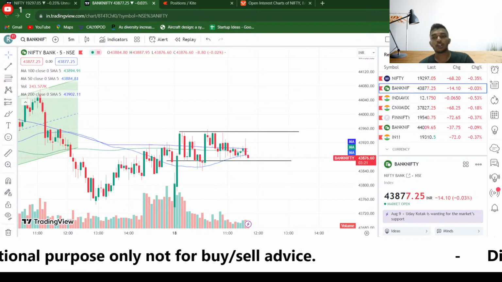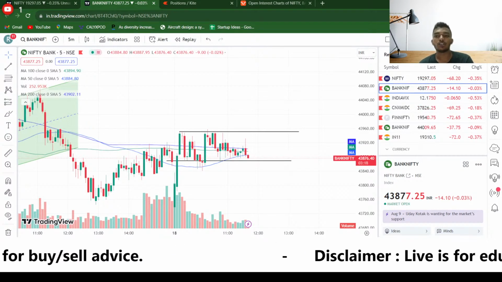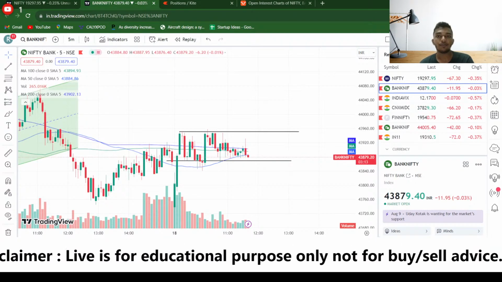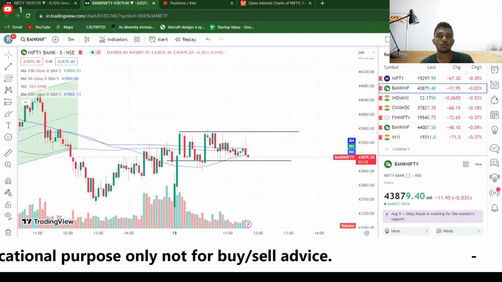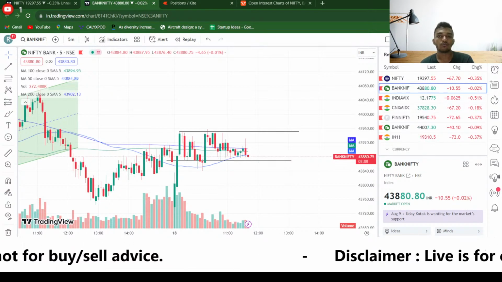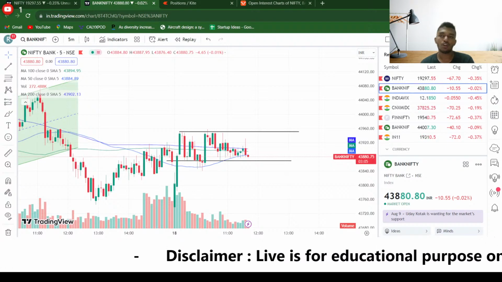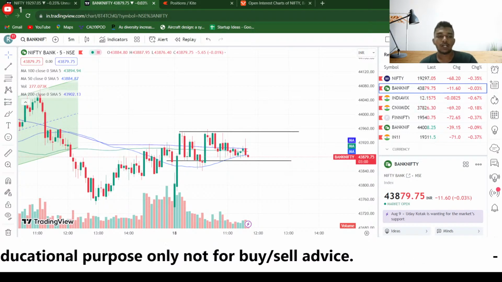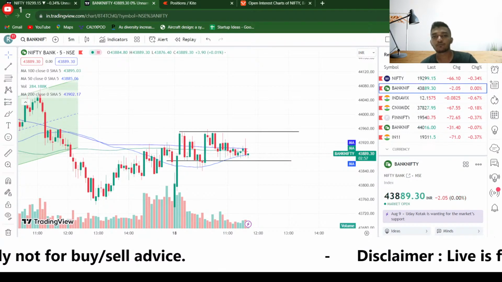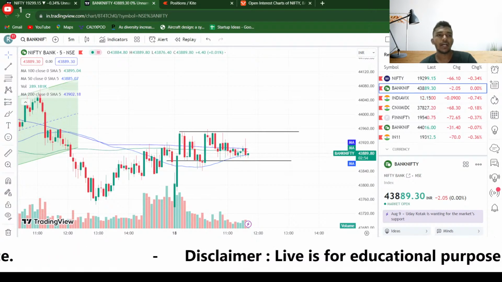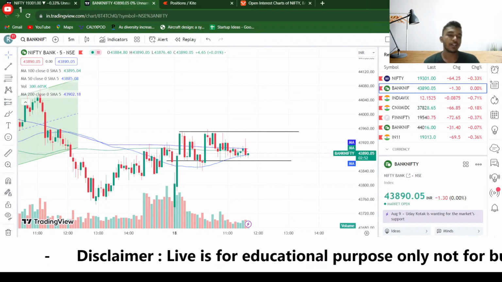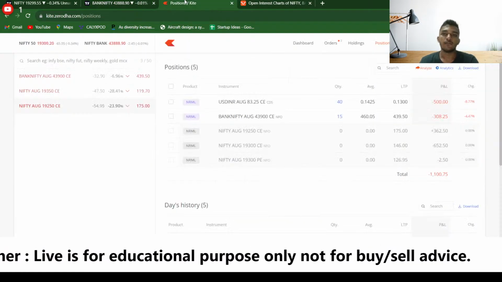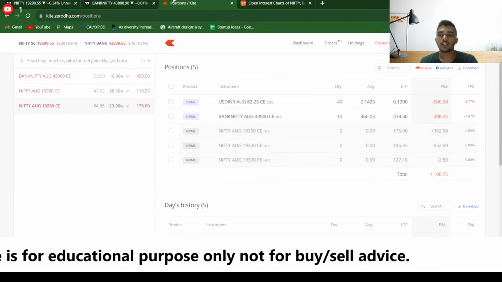Right now Bank Nifty is at 43,877. We are not convinced with the trade, so that's why I exited the trade from Nifty. I want conviction, and after getting conviction, I will be in a trade. I am still holding a position on Bank Nifty on the bull side itself.